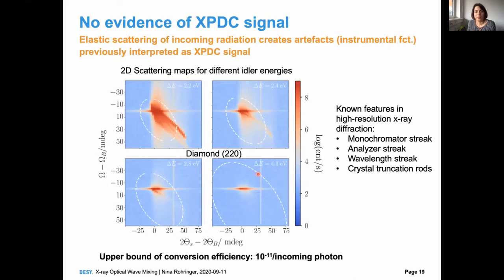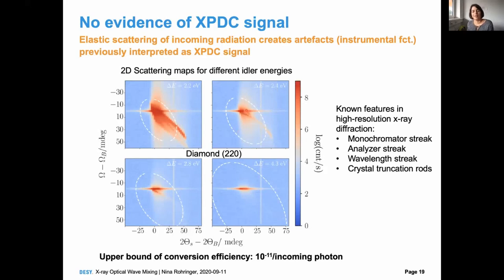I have to say that in previous experiments that have been published in highly ranking journals, the measurement technique was to choose a kind of random position on this phase matching condition and count the number of photons that went through. Only by looking at this complete 2D scattering map does one see that the features that have been interpreted as X-ray parametric down conversion in a series of papers might actually be only artifacts of measurements.